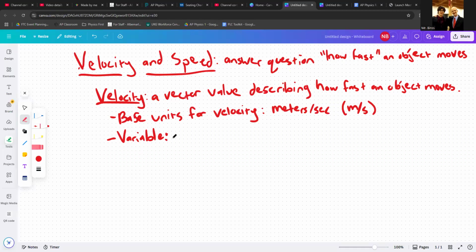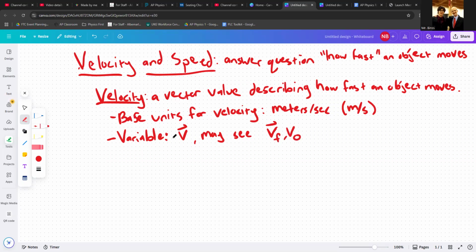The variable for velocity is v, unsurprisingly. But we have a lot of subscripts. It is a vector, so we make sure the vector sign goes above it. We're going to have lots of different types of velocities popping up. So indicating final, initial velocity, average velocity, x velocity, y velocity. V is the variable. We may see things like v final, this would be final velocity.